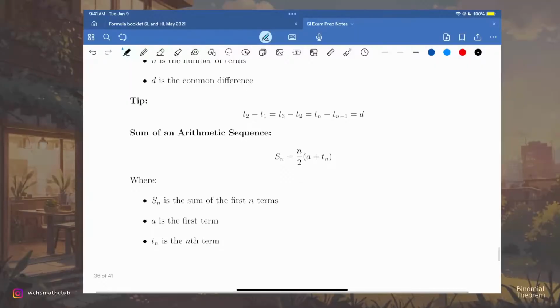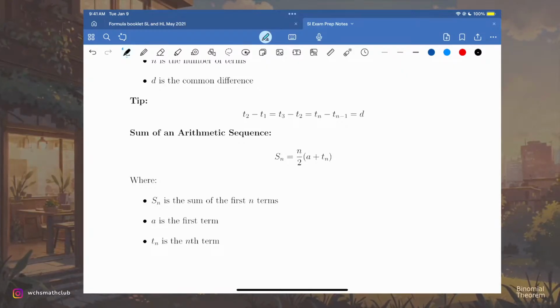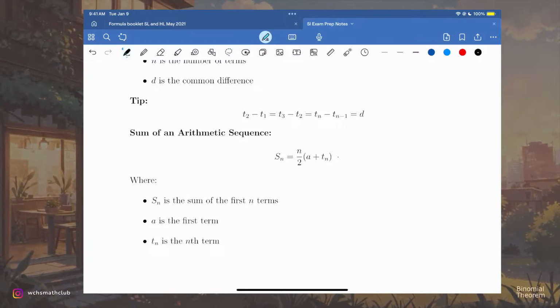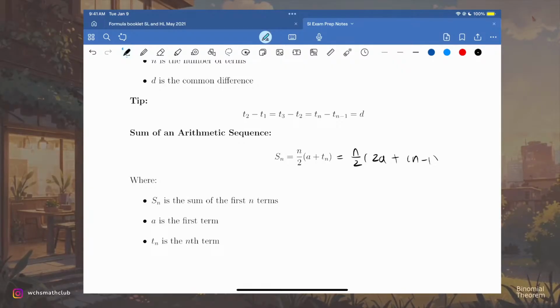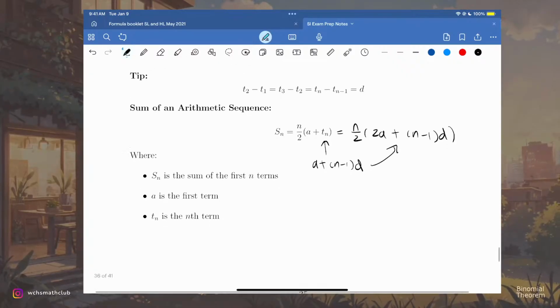The sum of an arithmetic sequence is Sn equals n over 2 times a plus Tn, where a is the first term and Tn is the nth term, which is the last term in that entire sequence. We can also write this as n over 2 times 2a plus n minus 1 times d. This is because we can write Tn as a plus n minus 1 d, and then we add another a to it, so we get this.